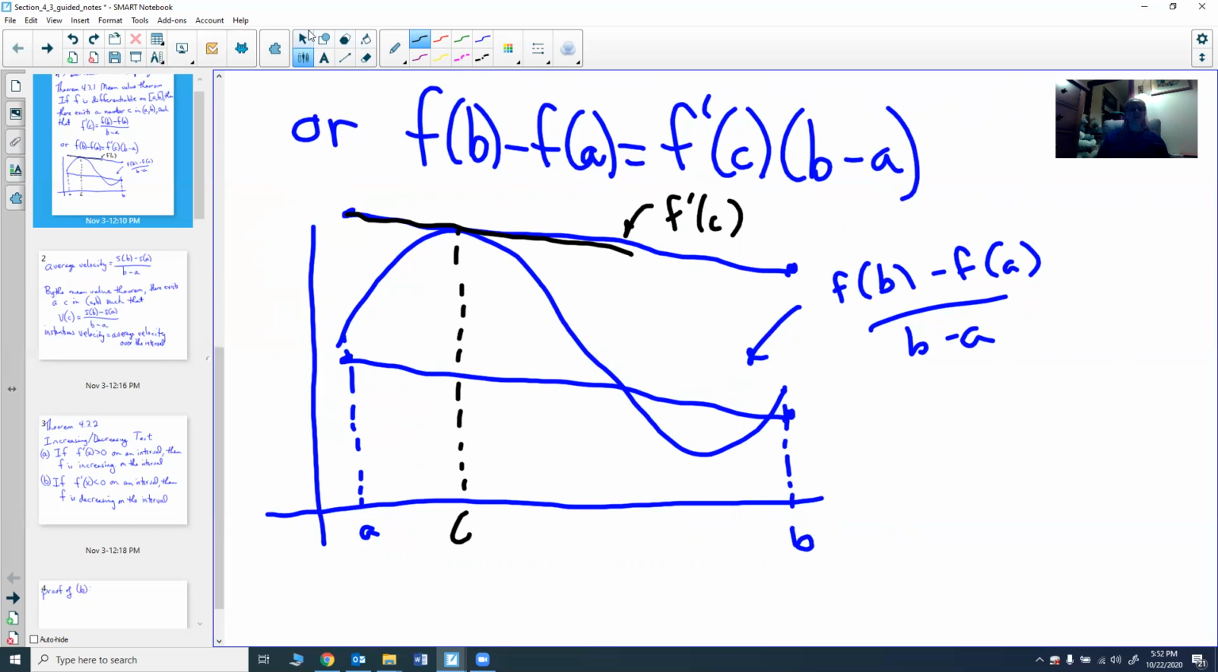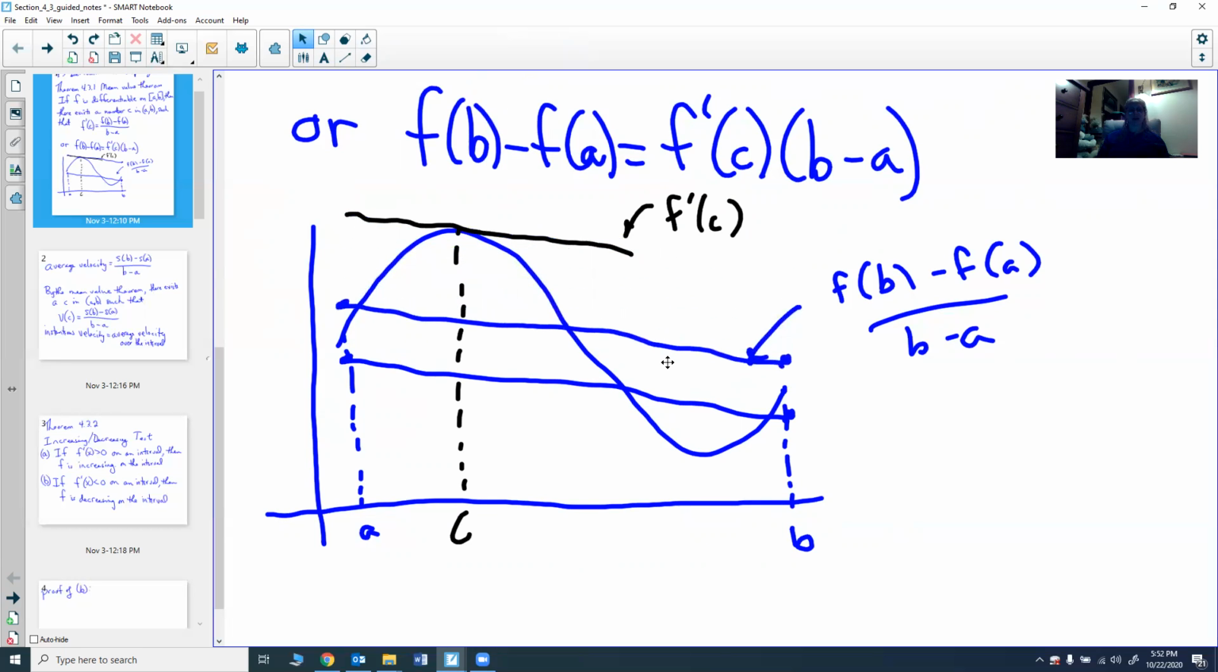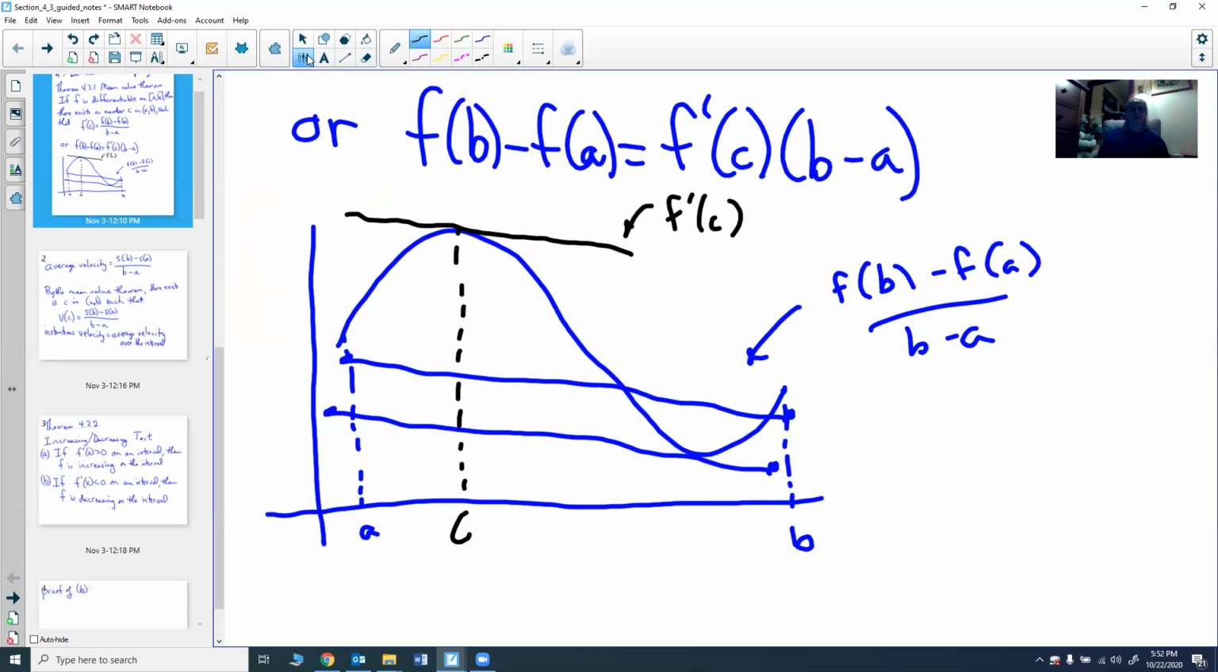Now, just as a comment, that wasn't the only place. If I move this line around again, I'm going to find another place where the tangent line has the exact same slope as the secant line. That's another c. We'll call the first one c1 and the second one c2. Again, if I were to draw in the tangent line at that point, I would see that the tangent line and that secant line are exactly the same. So this is what the mean value theorem does for us.